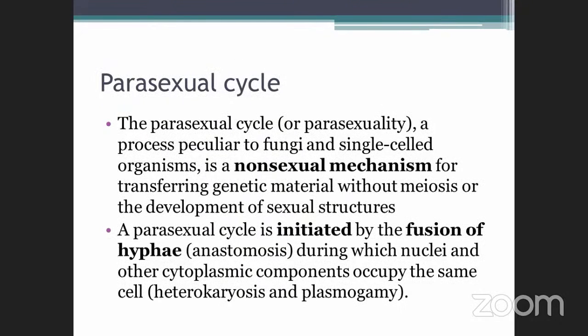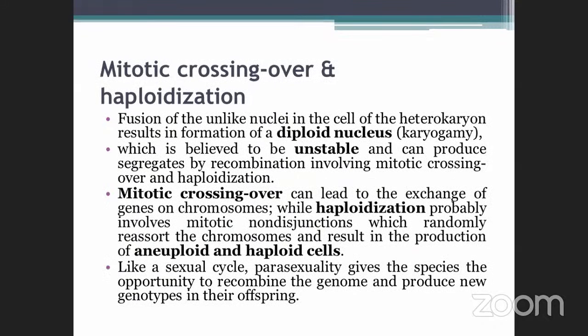So the entire parasexual cycle starts with the fusion of the hyphae, followed by heterokaryosis and plasmogamy, and then there is mitotic crossing over. Fusion of the two different nuclei in the cell of the heterokaryon results in the formation of a diploid nucleus. Diploid means two, and this nucleus is known as a karyogamy product, which is believed to be unstable. Once it is unstable, it undergoes segregation by recombination involving the mitotic process. Once the diploid is there and undergoes segregation, haploid cells result, which is known as haploidization.